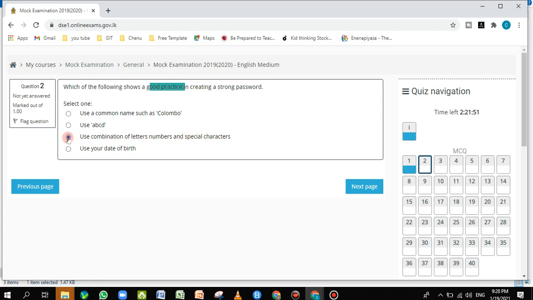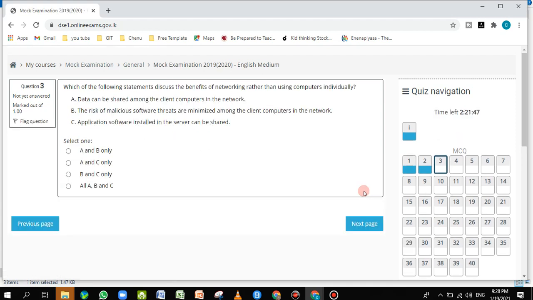Okay, that's the correct one. Okay, then I'm going to the next one. It says, which of the following statements discuss the benefits of networking rather than using computers individually? Data can be shared among the client computers in the network. That's true. You can share the data among the client computers in the network.